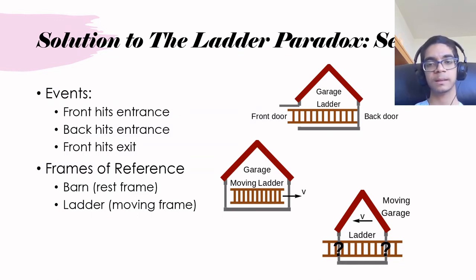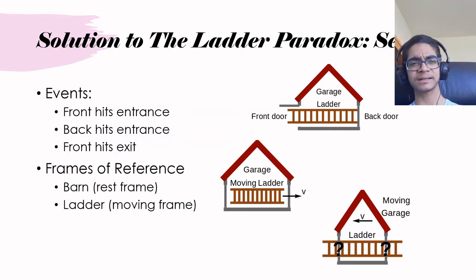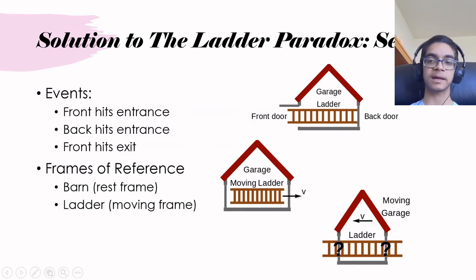Then the back of the ladder also needs to hit the entrance of the barn, because if the back doesn't hit the entrance, then how will the ladder ever move through it? But lastly, the ladder also needs to move outside of the barn and thus escape the barn. So the ladder must hit the exit door, or here in the diagrams it's noted as the back door. So these three events will always have to happen.